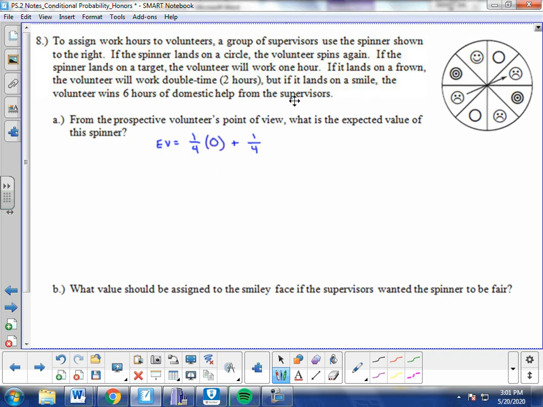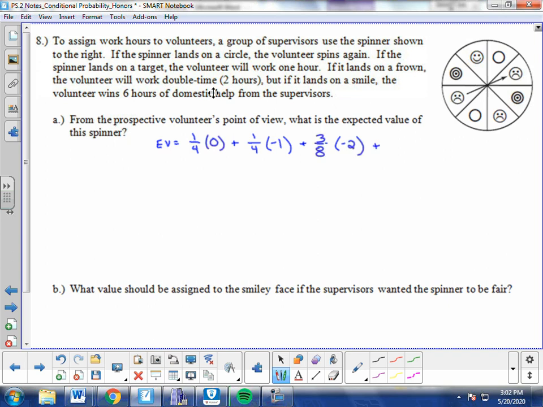So if we're from the volunteer's perspective, ideally we would like to have help come our way from the supervisor. So we're going to call this value -1. So if it lands on a target, we're essentially giving away an hour of work. If it lands on a frown, so we can see here there's 3 frowns, so we have a 3 of 8 chance landing on a frown. The volunteer will work double time, so we're going to give 2 hours of our time away. So the value here would be -2.